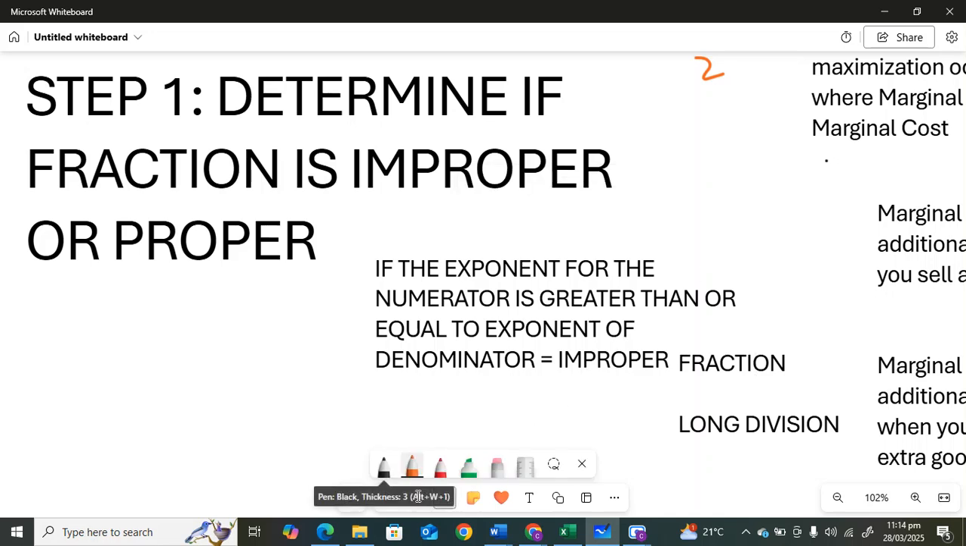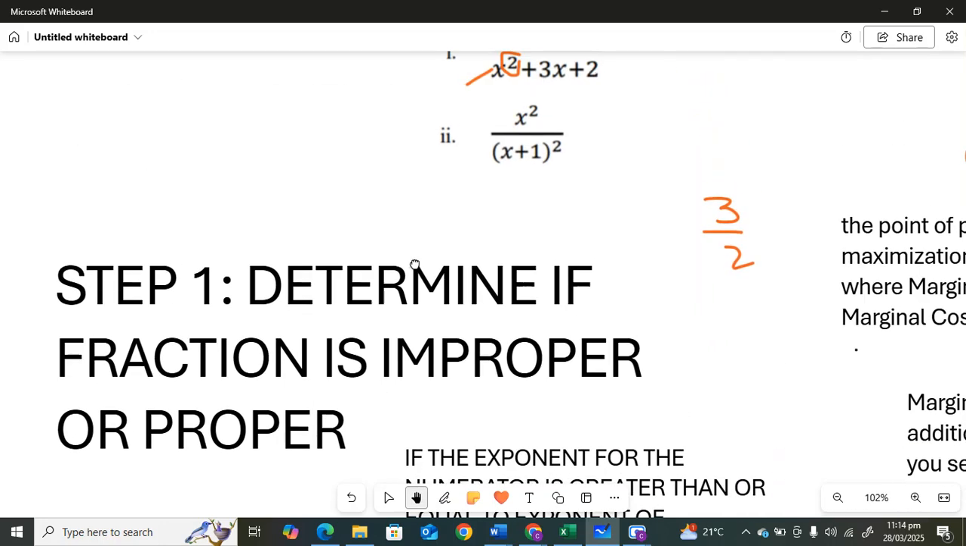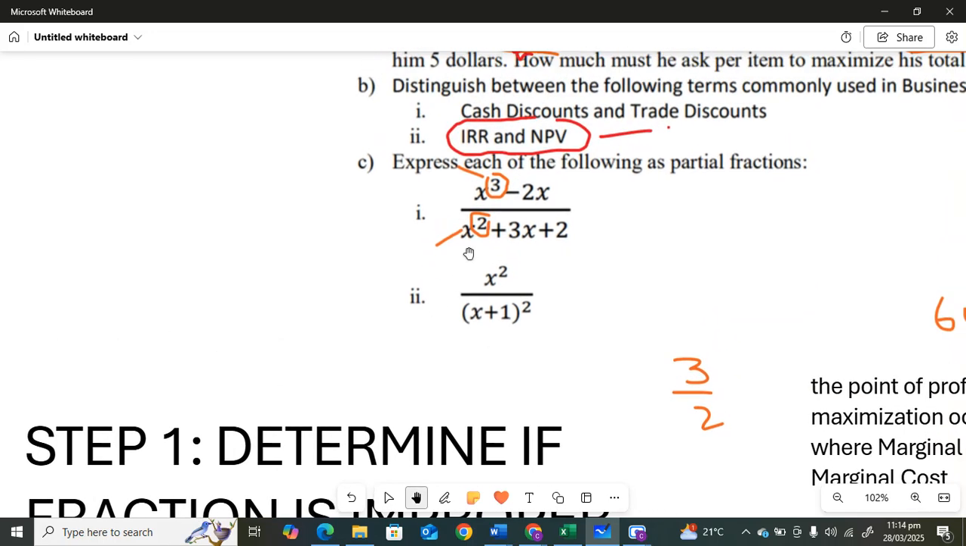So in this case for our question here, you only take note of the first exponents. Ignore the other exponents here. If you see the other exponents, just ignore them, just look at the first ones. So here, the exponent for the numerator is greater than for the denominator. So we have an improper fraction. So we need to do long division.